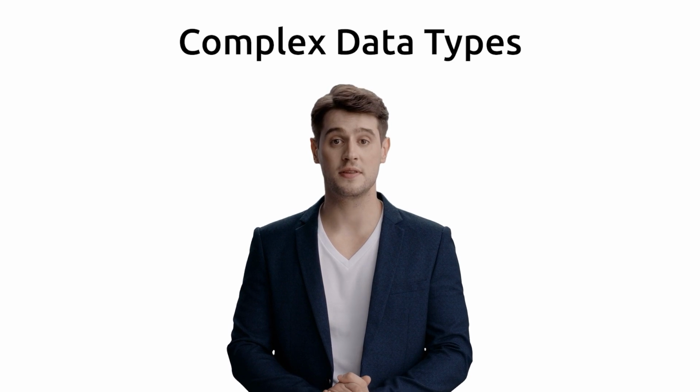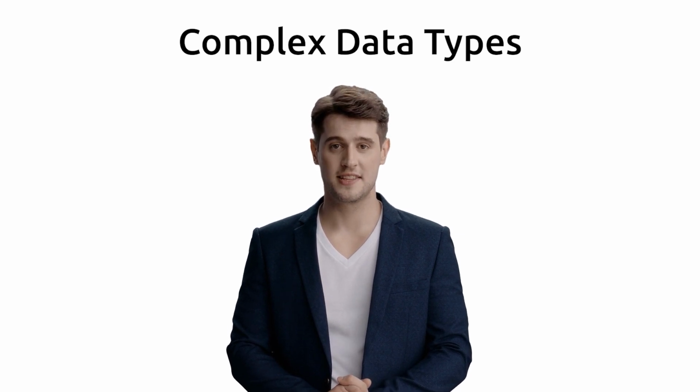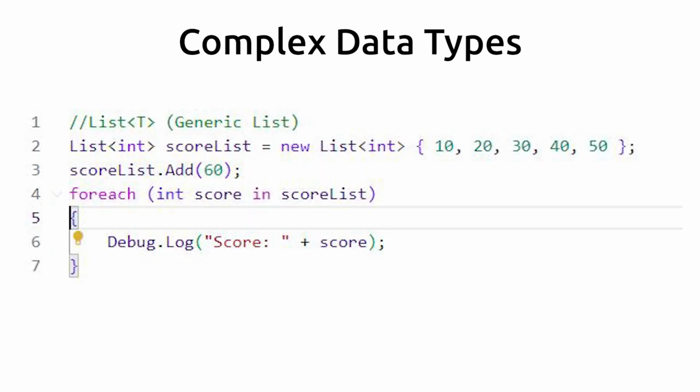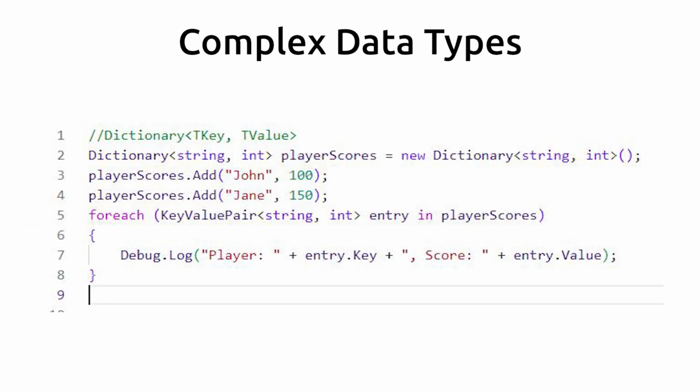Complex data types. These are data types that can hold more complex data, such as collections of data or user-defined types. Array stores a fixed-size sequence of elements of the same data type. Example, int[] scores = new int[5]. List, generic list. A flexible collection of elements that can dynamically resize. It's part of System.Collections.Generic. Example, List<int> scoreList = new List<int>(). Dictionary, a collection that stores key value pairs. Useful when you need to map one type of data to another. Example, Dictionary<string, int> playerScores = new Dictionary<string, int>().